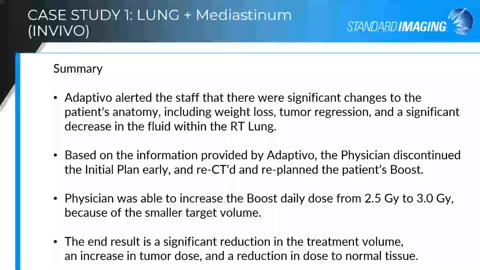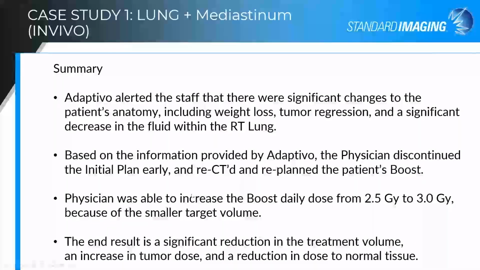So in summary, Adaptivo alerted the staff that there were significant changes in the results. The investigation revealed that the patient's anatomy, including weight loss, tumor regression, and a significant decrease in the fluid in the right lung, had changed based on the information provided by Adaptivo. The physician discontinued the initial plan early. They did a re-CT and replanned the patient in the way of a boost.